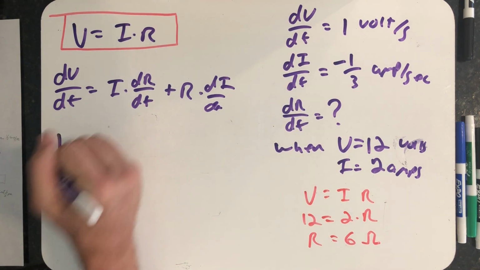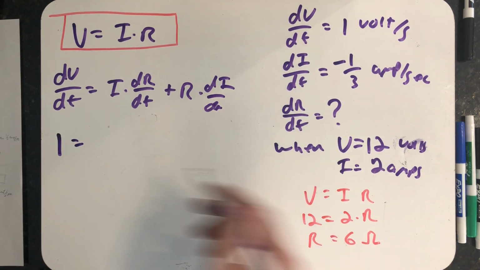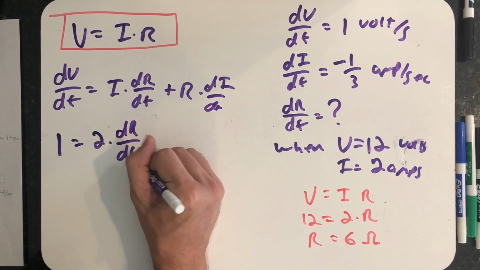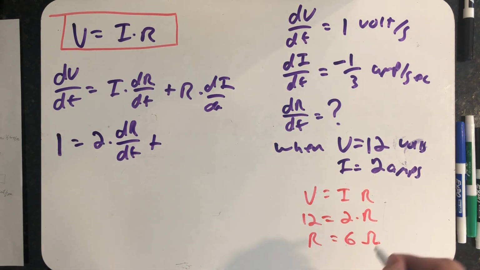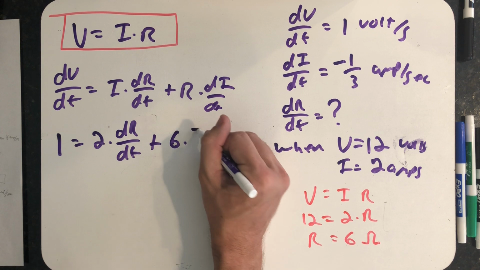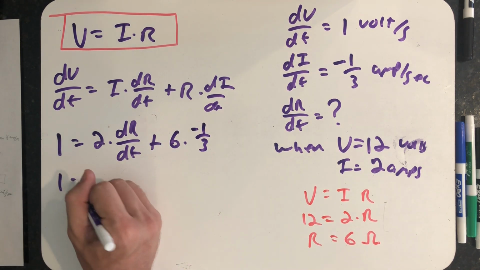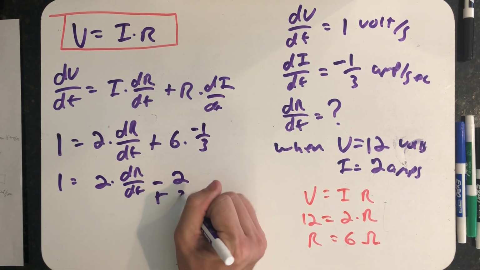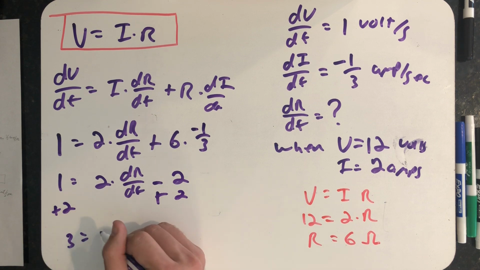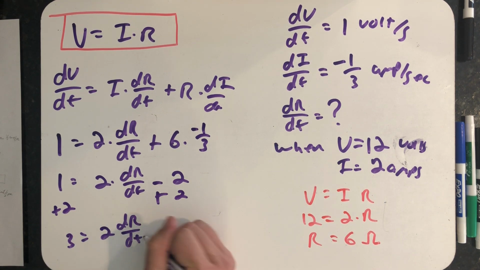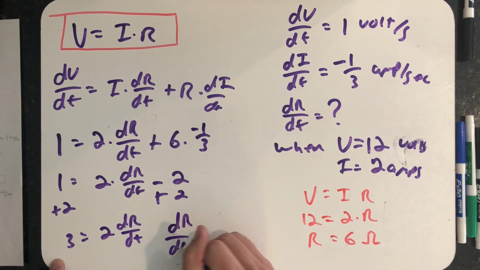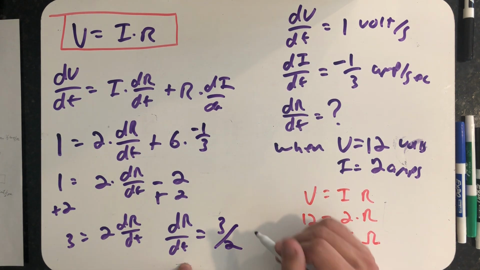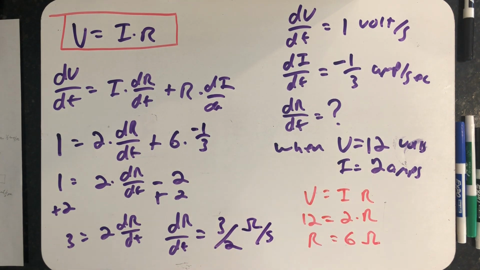So I'm ready to evaluate. dV/dt, 1 volt per second. I, 2 amps, times dR/dt, which is what I'm looking for, plus R. And R we just found to be 6 times dI/dt is minus 1/3. 1 is equal to 2 dR/dt minus 2. So let's add 2 to both sides. And I get dR/dt is 3/2. And let's see, this is resistance, so the rate of change would be ohms per second.